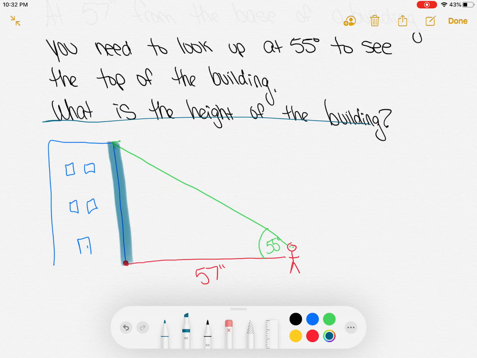And then the last part of this word problem says, what is the height of the building? So the height of the building is just going to be this line right here. That's the thing we are trying to find. It's unknown. But I have my right triangle because right here at the base of this building, where the building meets the sidewalk, as long as the building is standing up straight, you get a 90-degree angle.